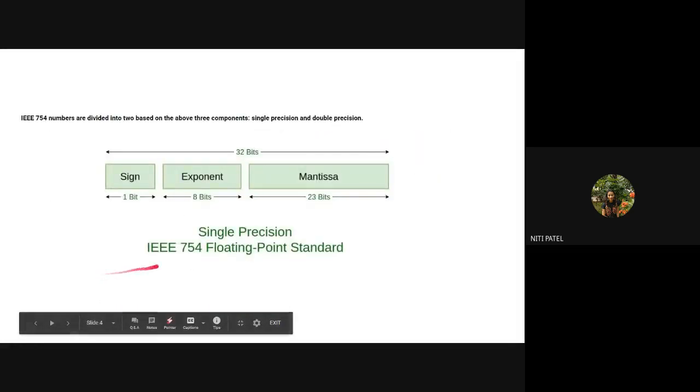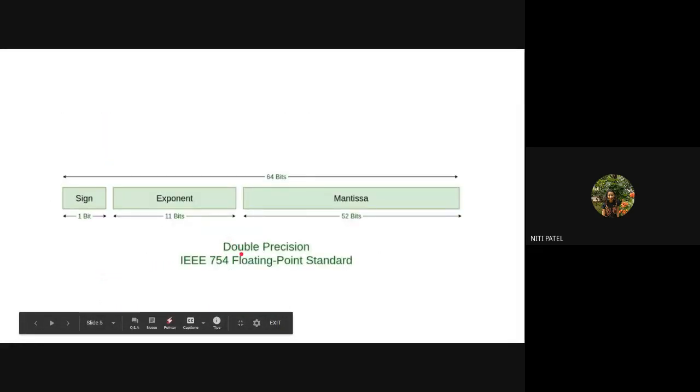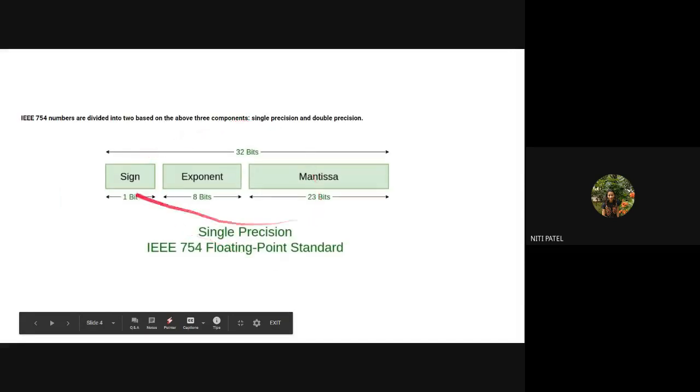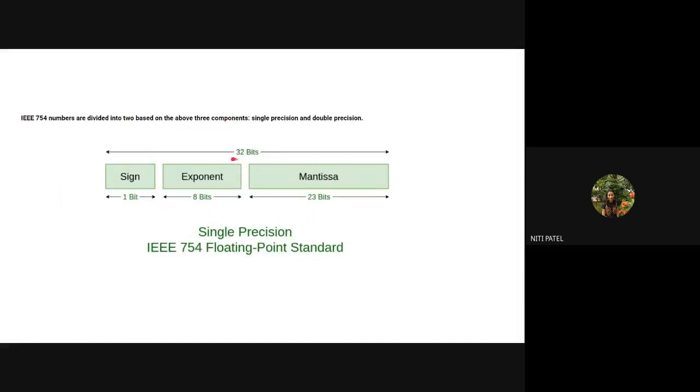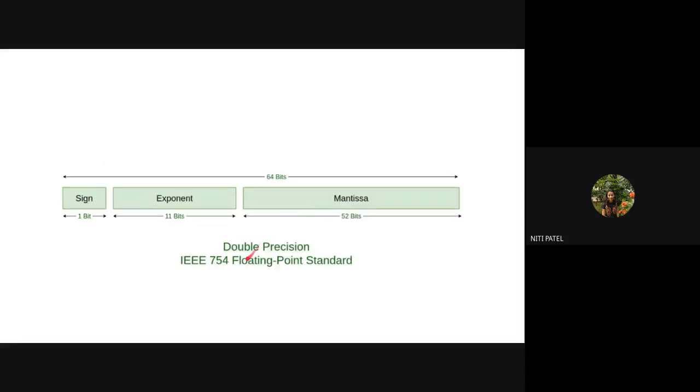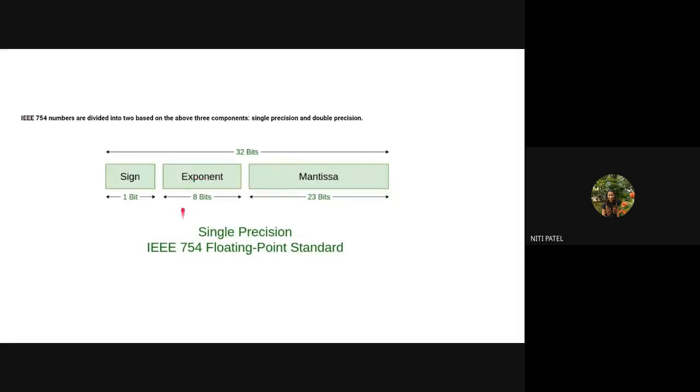You have two formats, the single precision and the double precision. You will be explaining the single precision, 32 bits, like how you get sign, how you get exponent, how you get mantissa. You will be explaining the double precision, how you get sign, how you get exponent, and how you get mantissa. The number of bits for both will be different. You will be explaining that.